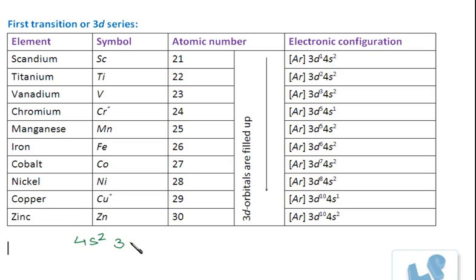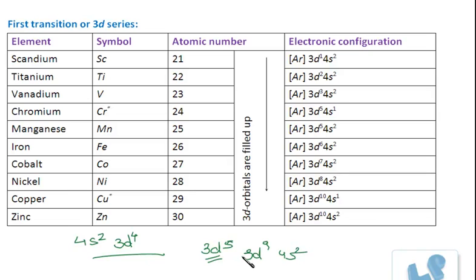But it's not the case because half-filled orbitals, say 3d5, and fully filled orbitals are stable. That is why the electron enters the d orbital and there is only one electron in the s orbital. Then again copper: the configuration is 3d10 4s1 and not 3d9 4s2.